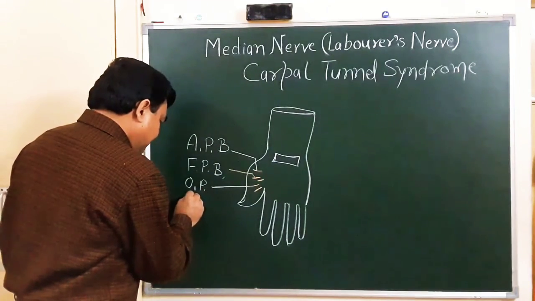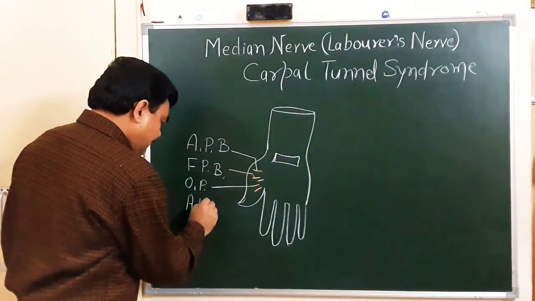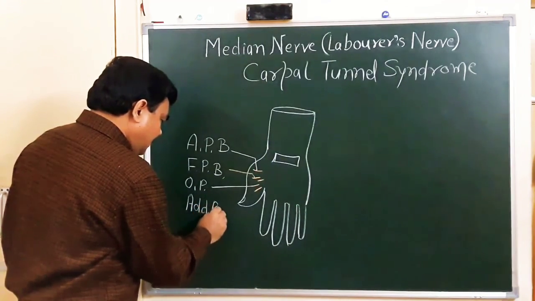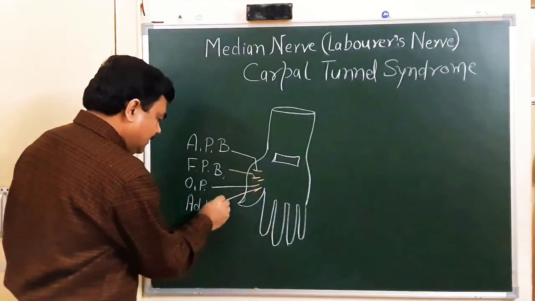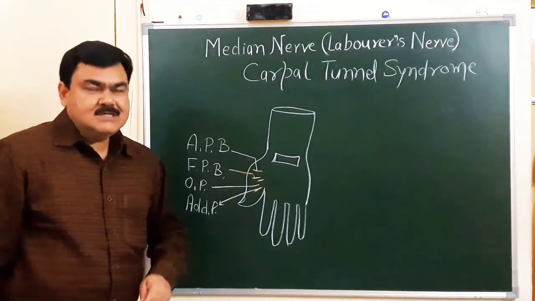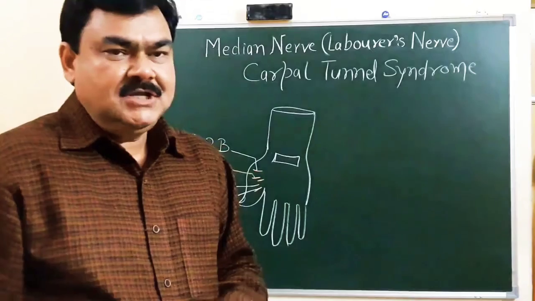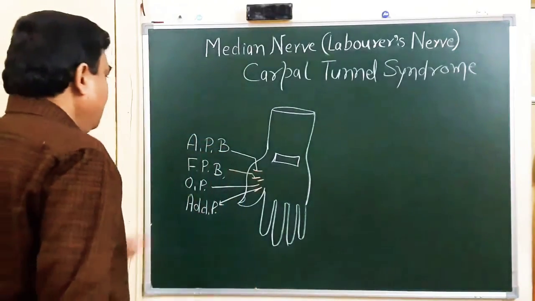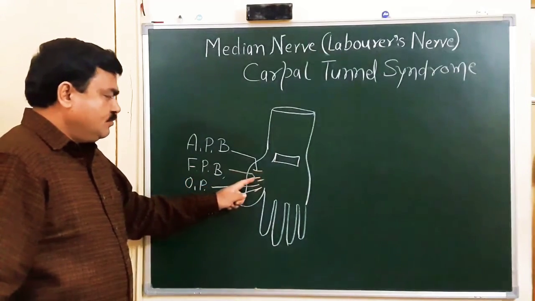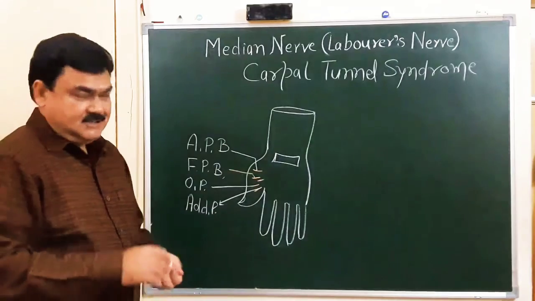Another muscle is adductor pollicis. Suppose this is adductor pollicis. So these are the group of four muscles which form the thenar eminence: abductor pollicis brevis, flexor pollicis brevis with superficial head and deep head, opponens pollicis and adductor pollicis.